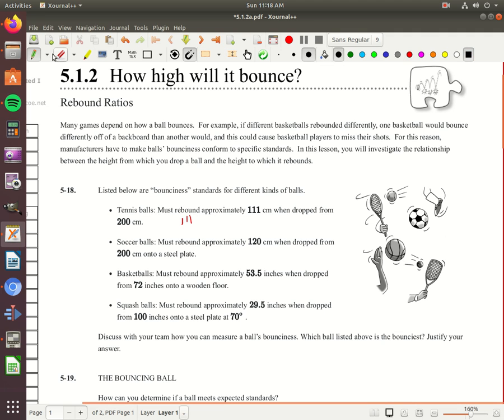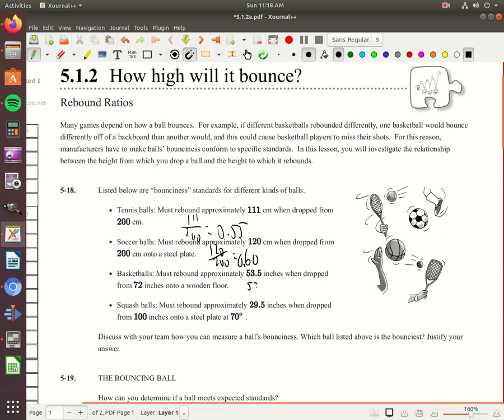Actually, I guess I should change colors here. It doesn't really matter, but what if we divide the rebound height by the drop height? I have a calculator off to the side so I don't have to bounce back and forth. So I'm going to get the rebound ratio, and on this one it rebounds about 55%. On the next one it's 120 divided by 200, so this rebounds about 60%, 0.6. So soccer balls are apparently bouncier than tennis balls.